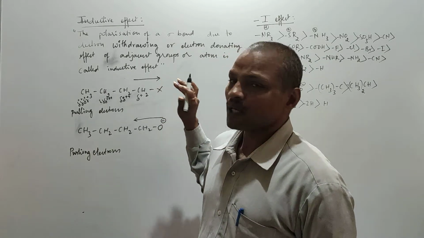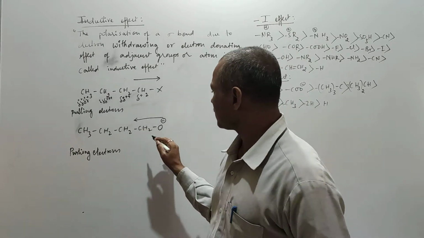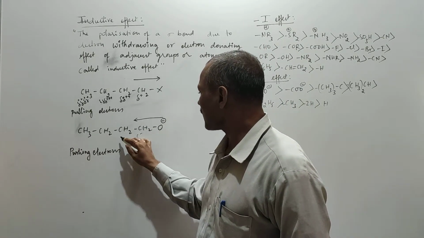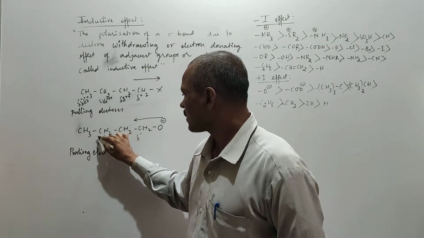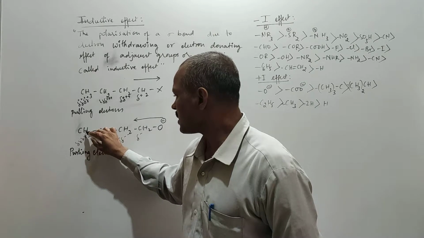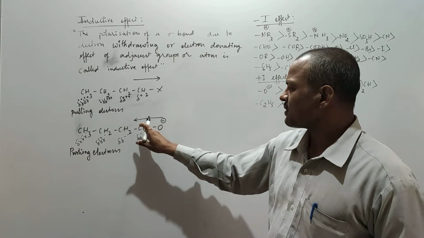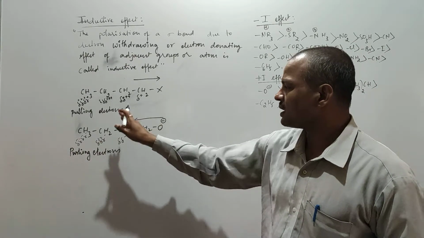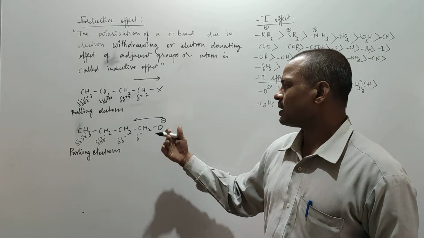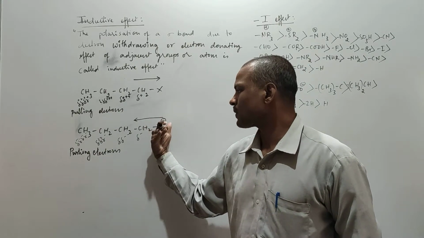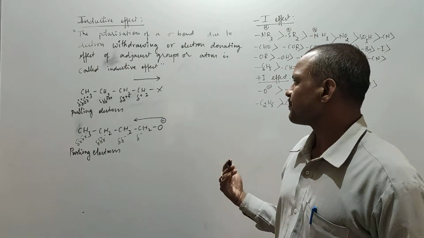We also call this the electromagnetic effect. So the nearest carbon will feel it more, the next still more, and so on. It is influenced by the electrons more than the next one. As they move along the chain, the electron density decreases.